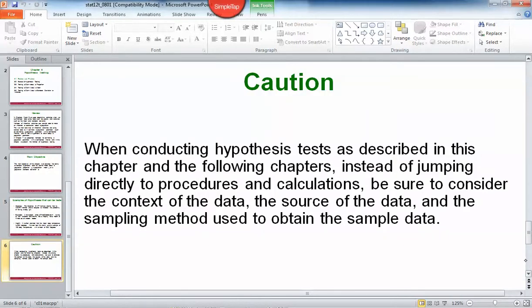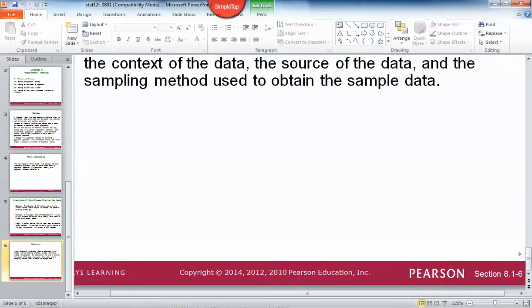There's a nice little caution there. When conducting hypothesis tests as described in this chapter and the following chapters, instead of jumping directly to procedures and calculations, be sure to consider the context of the data, the source of the data, and the sampling method used to obtain the sample data.